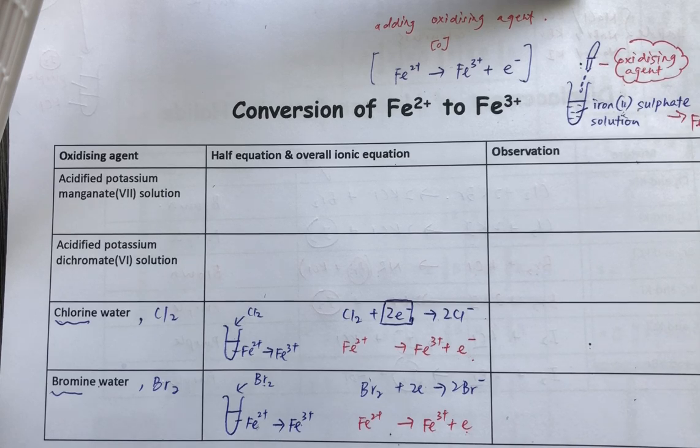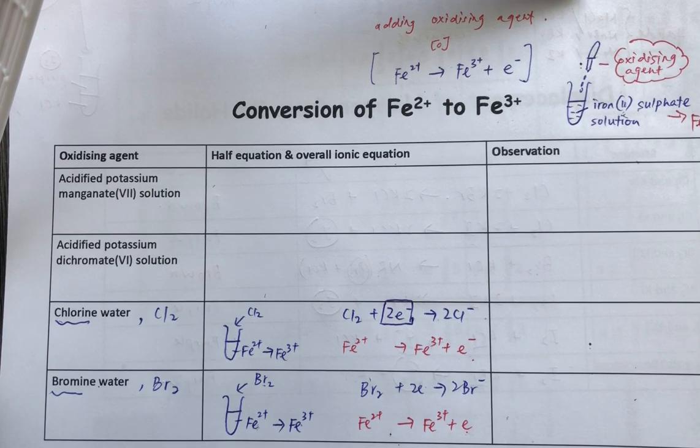So what will you say about observation? Very simple. In the previous lesson, when we talked about halogens and halides, we learned the colors. And on the other hand, I have a very important memorization of color that you need to memorize.